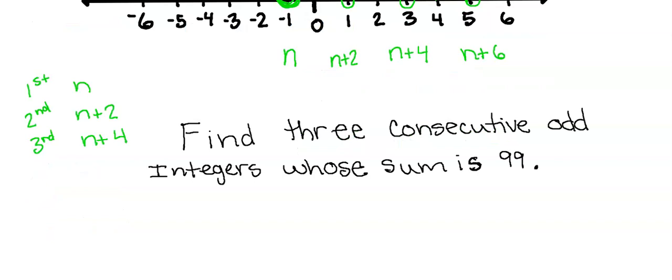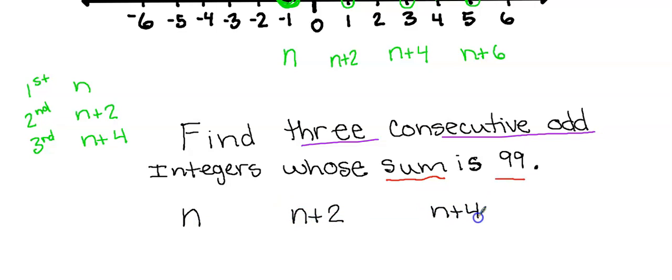Find 3 consecutive odd integers whose sum is 99. So we've already listed the 3 numbers, the setup, up here. So we have that covered. They are consecutive odd because we've counted by 2s. Odds happen every other one on the number line. And integers whose sum is. Sum means the answer you get when you add, and when we added, we got 99. So we have n, n plus 2, and n plus 4, and these 3 particular integers, when I add them, I get 99. So let's add them.